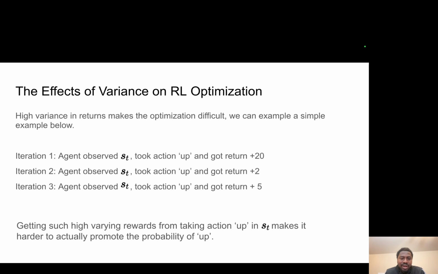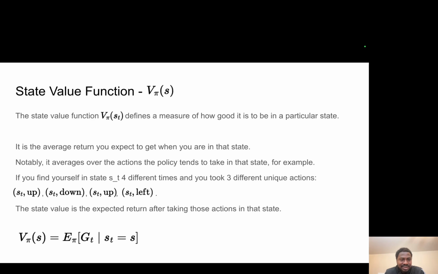And one of the interesting things to really understand, as we think about this whole variance problem, is the concept of the state value function. The state value defines how good it is to be in a particular state. So let's imagine you are in a state ST. How good is it to be in this state, irrespective of what actions I take in this state?